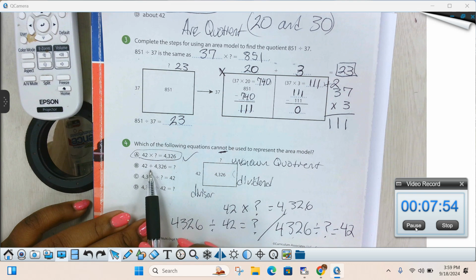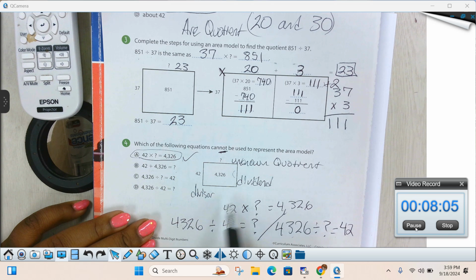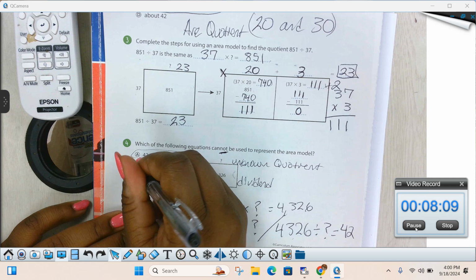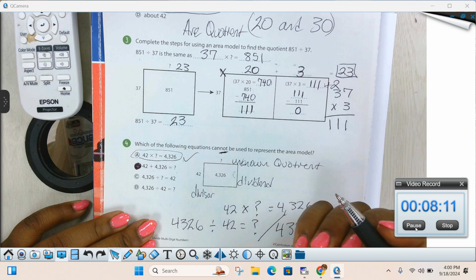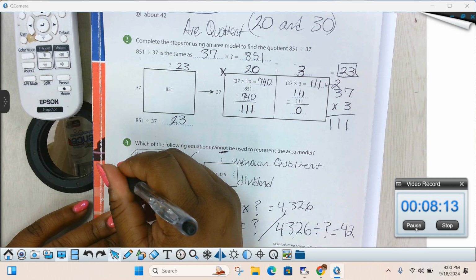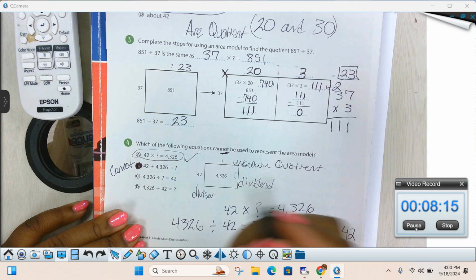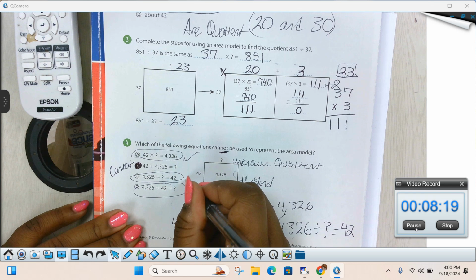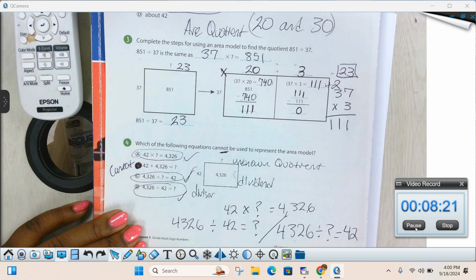42 plus? Wait. 42 plus. Now, is addition the opposite of division? No. Addition is the opposite of subtraction. Are we subtracting in this problem straight up? No. So I'm going to probably say that that is the answer we're looking for. This is the one that we cannot use. That's an N-O-T. No. This one is a goodie, and this one is a goodie. I like all three of those.